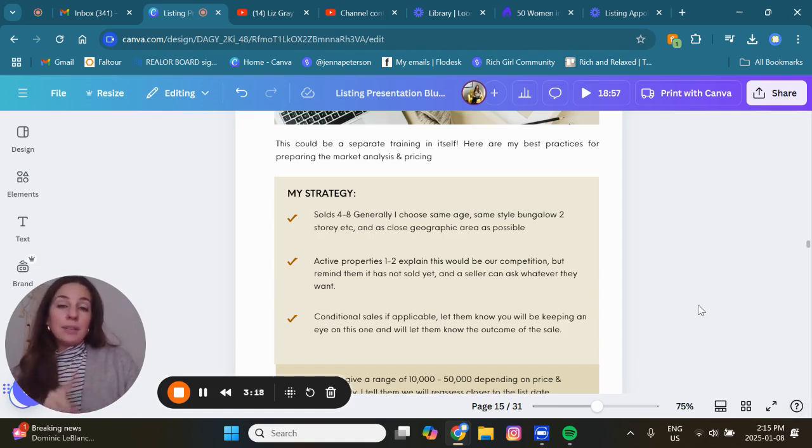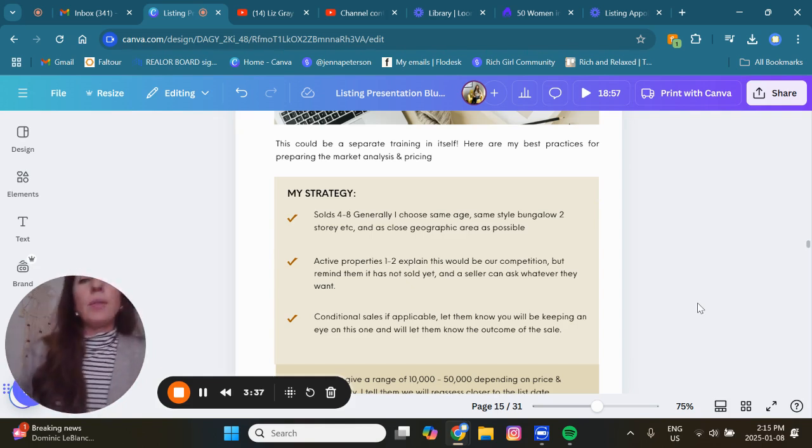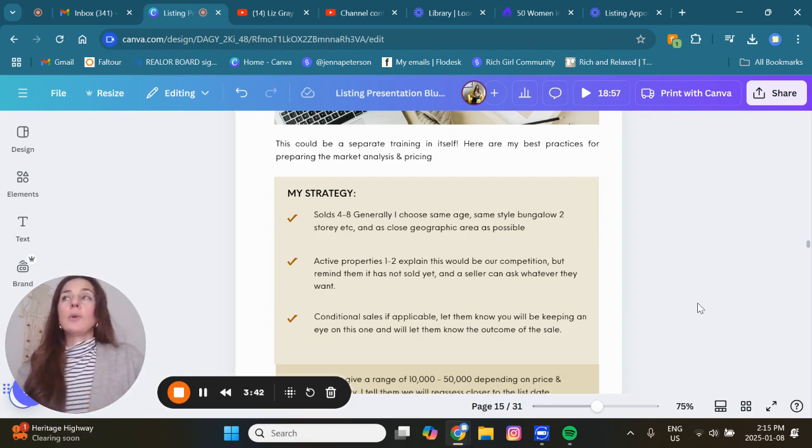And then this one I really like, conditional sales. If there are any homes that are conditionally sold, put them in the report. Let them know you're going to keep an eye on these, and this will help you know the outcome. Once you get the outcome of the sale, it's going to help them determine their price. So tell them you're going to do that for them and you're going to be following up. You're showing professionalism, you're showing the follow up, you're showing that you're keeping an eye out for them, you know what to look for, and you're watching the market. So I do that a lot.